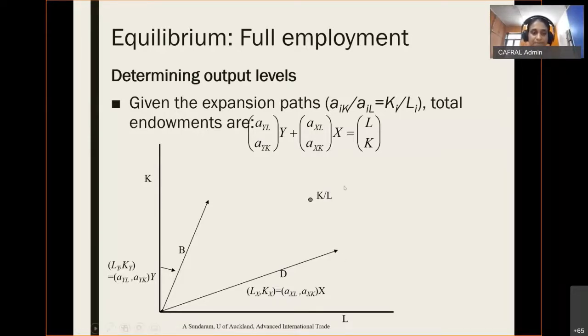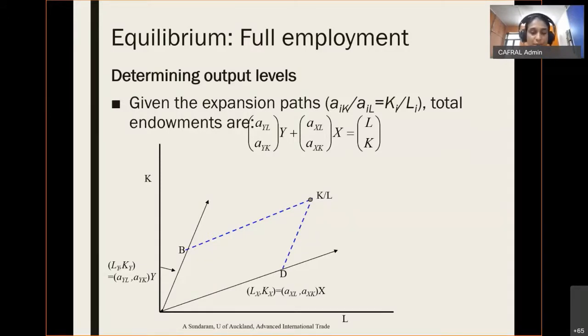Okay? So what I'm going to do is I'm going to look at India's K over L endowment, and I'm going to plot that as a point on this Lerner diagram. Right? Now note that this endowment lies within the cone of diversification. So once I have the cone of diversification, K over L lies in the cone. Now the question is, how do I allocate labor and capital to the two sectors so that the entire endowment of labor and capital is used up? Okay, so that is the question.